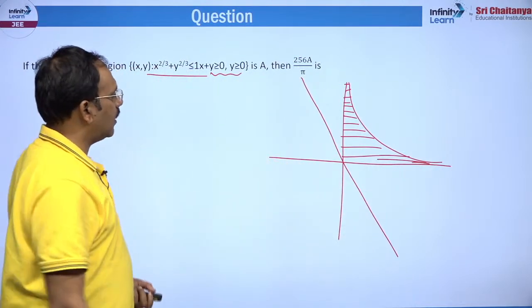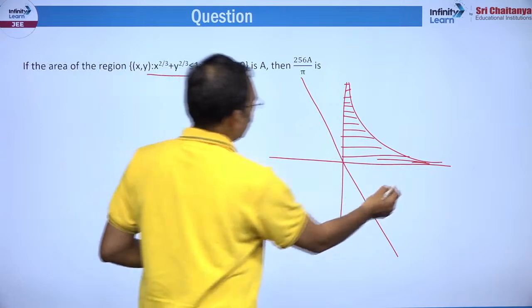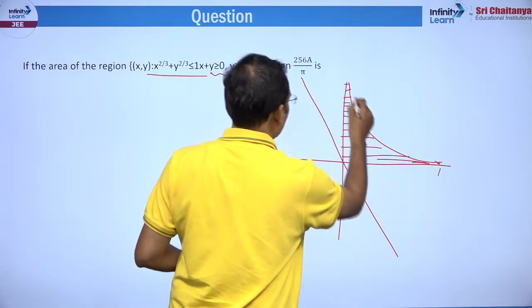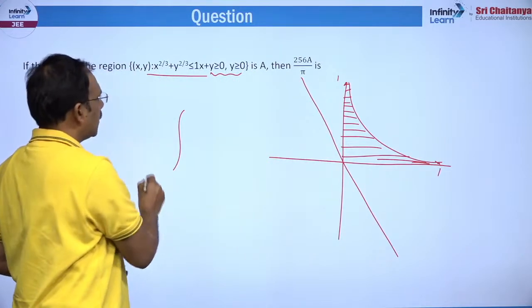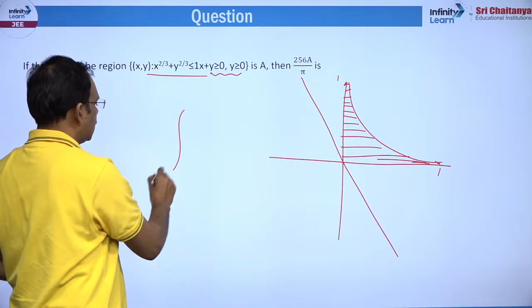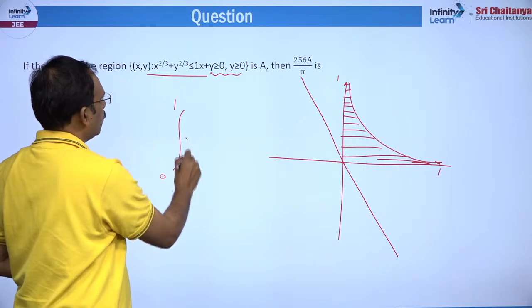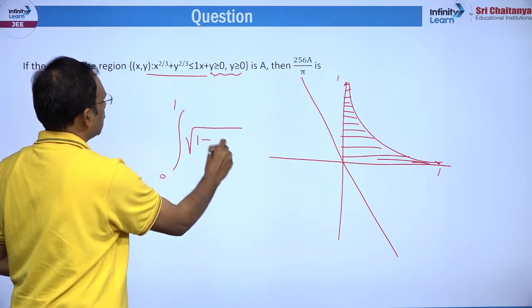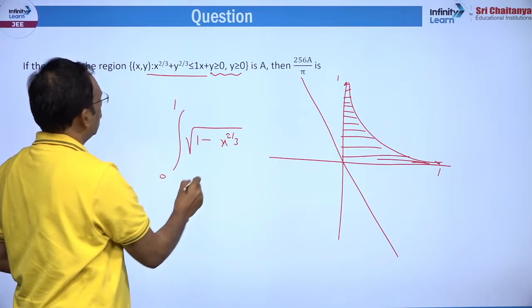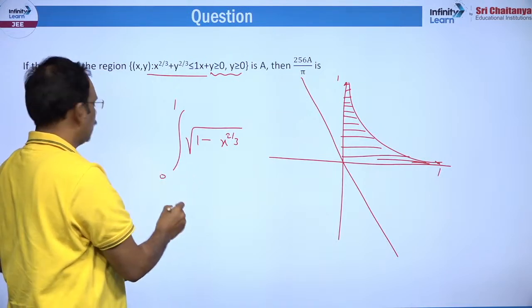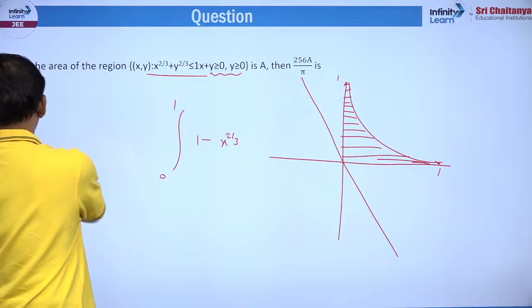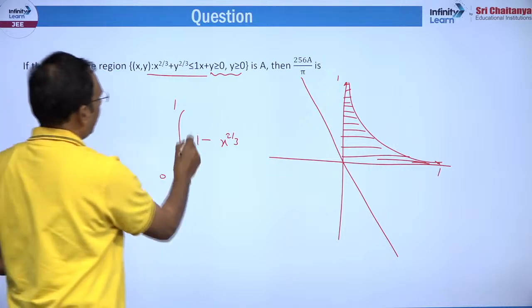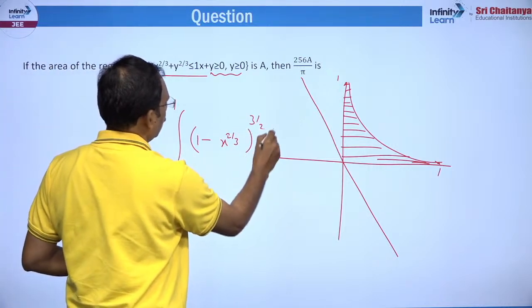Now, this area, if you want, you can say it cuts at (1, 0) and (0, 1), which lie on this. So, integral on the x axis from 0 to 1, this is going to be the root of 1 minus x^(2/3), you can write, I can say, to the power 3/2 dx.